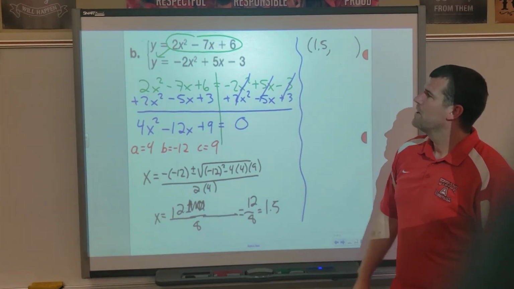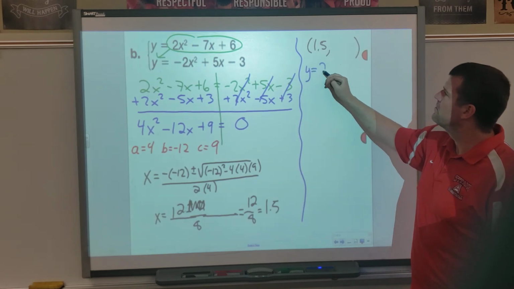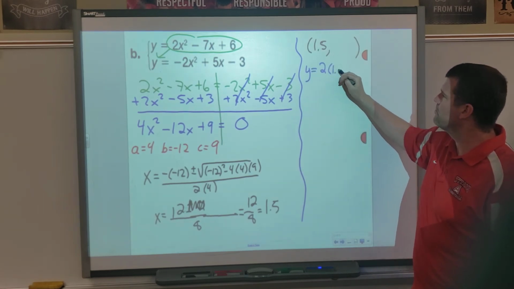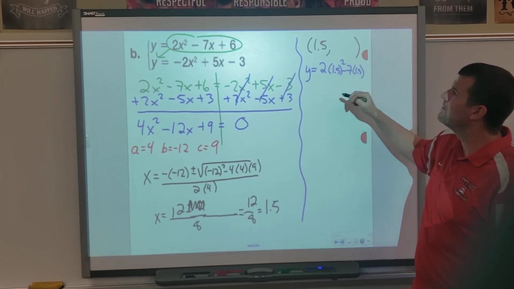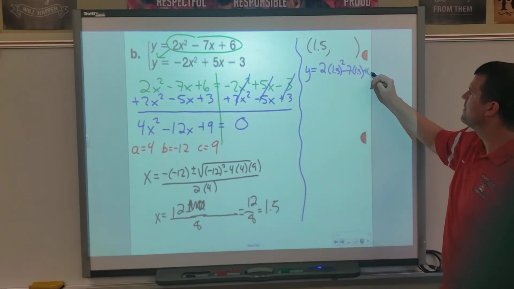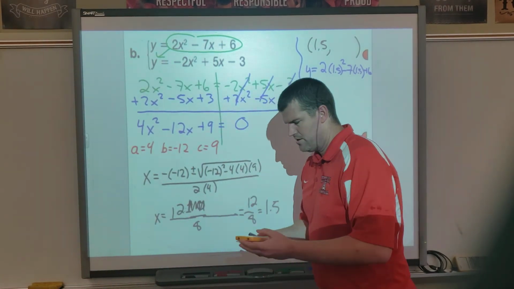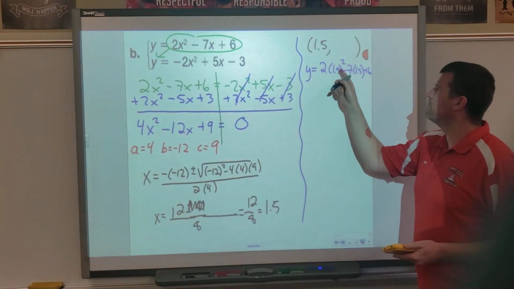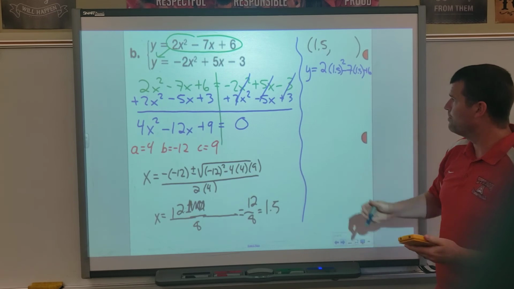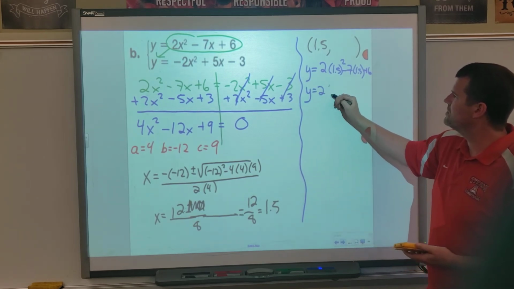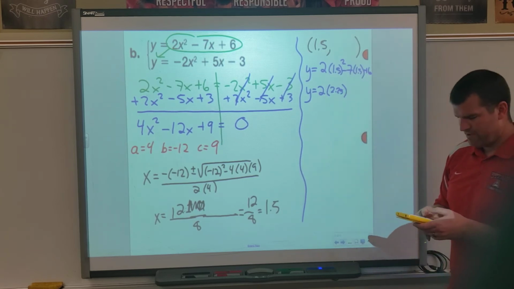I don't like that this one's a negative, so I'm going to plug it into this one. So I've got y equals 2 times x squared, so 1.5 squared, minus 7 times 1.5 plus 6. Kind of running out of room there. I'm also going to grab a calculator because I want to double check my work here. So I've got 1.5 squared, which I believe is going to be 2.25. Yup. So y equals 2 times 2.25, and then 7 times 1.5.